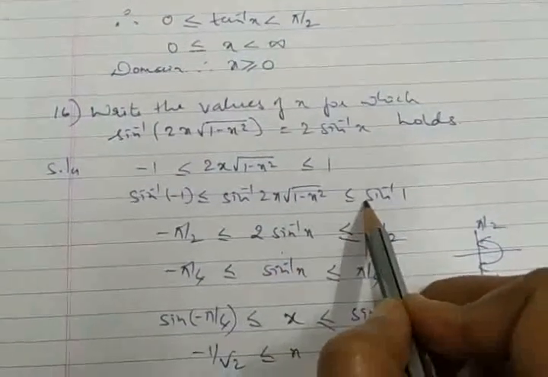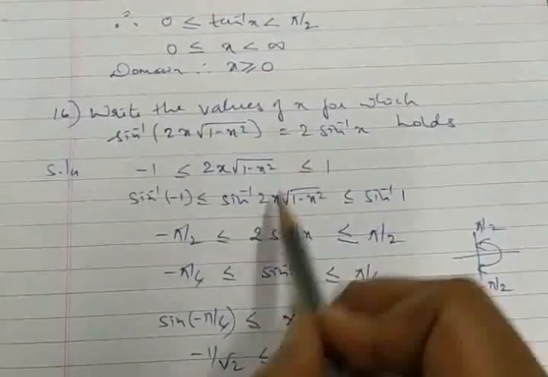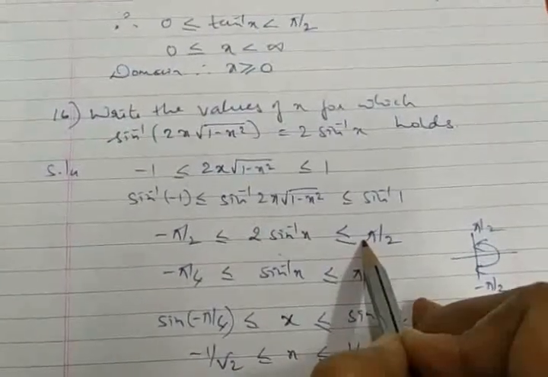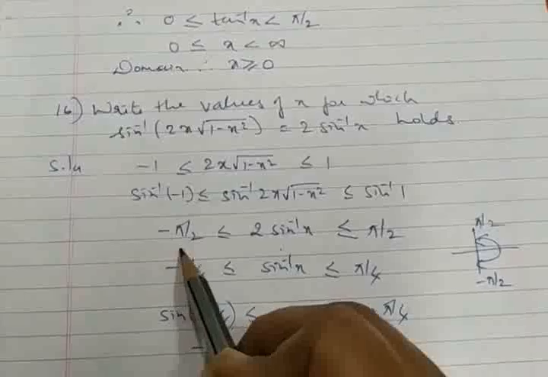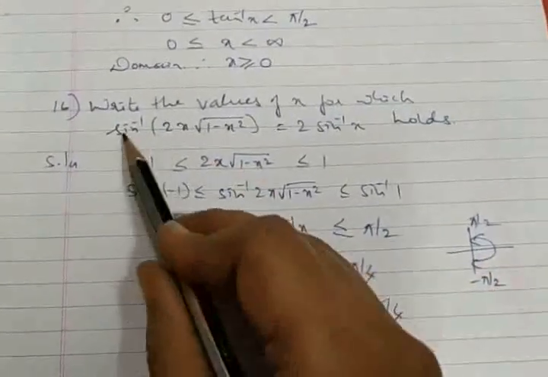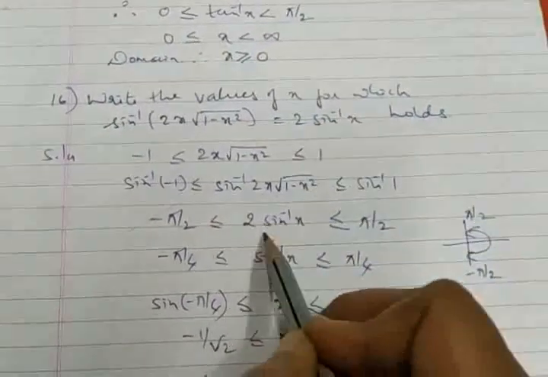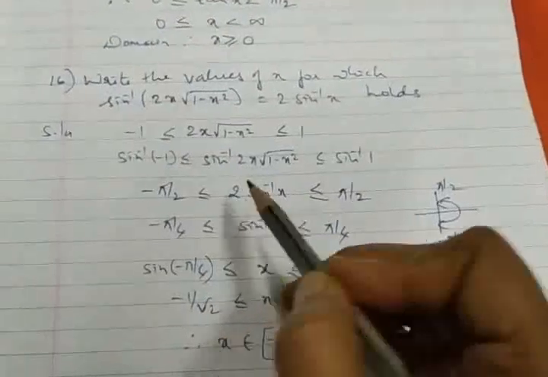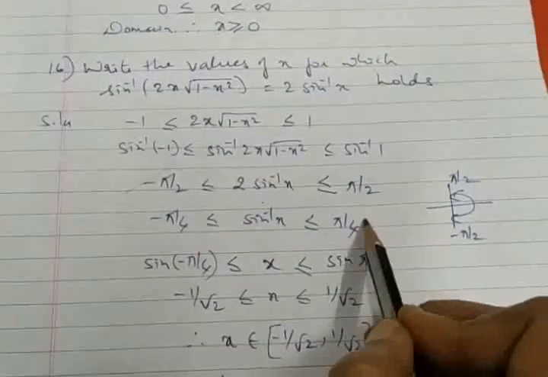Applying sine inverse, we're left with the result between minus pi by 2 to plus pi by 2, which is nothing but 2 sine inverse x between minus pi by 2 and plus pi by 2. Straight away we can jump to this step. If you understand the meaning, sine inverse of this is an angle, and this angle should lie between minus pi by 2 and plus pi by 2. This step directly. Okay. We're left with minus pi by 4 and plus pi by 4.